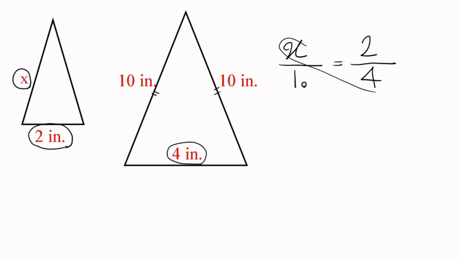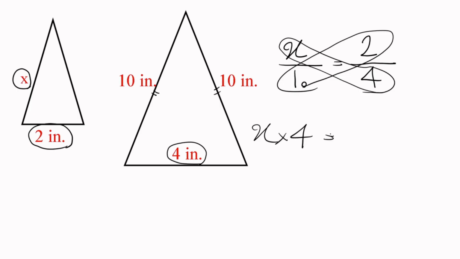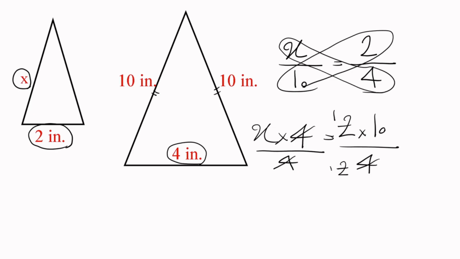Cross product. x times 4 is equal to 2 times 10. Simplifying, dividing both sides by 4 to make the coefficient of x 1. These two are going to cancel each other out. And I can divide this one by 2, 1, this one by 2, 2. Again, this one by 2, 1. This is going to be 5. The answer is 5 inches.